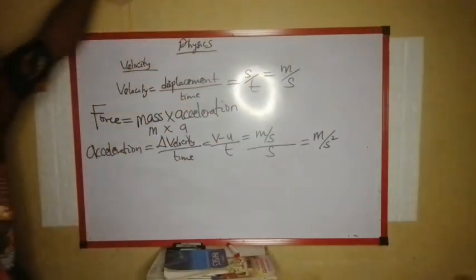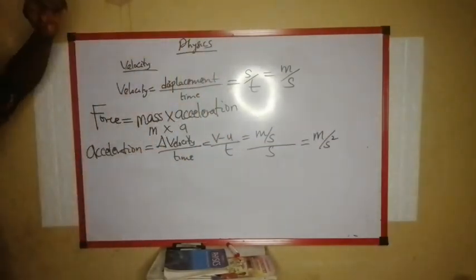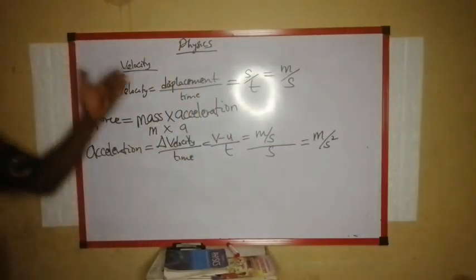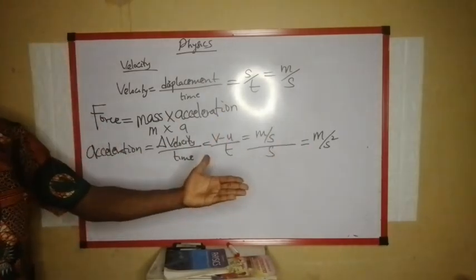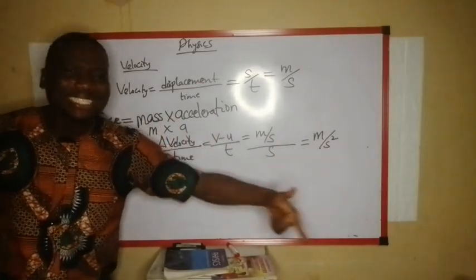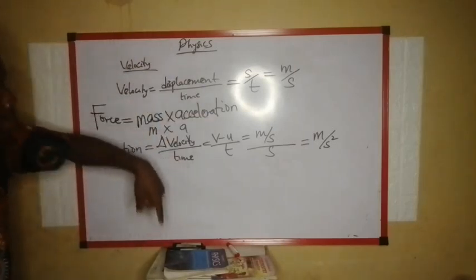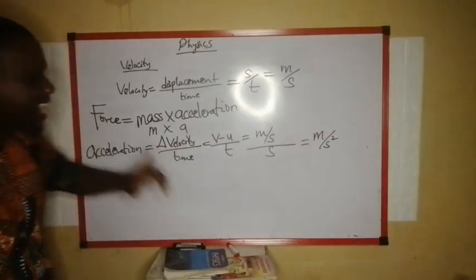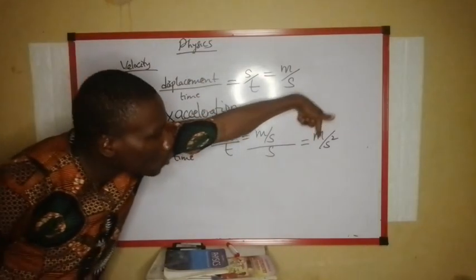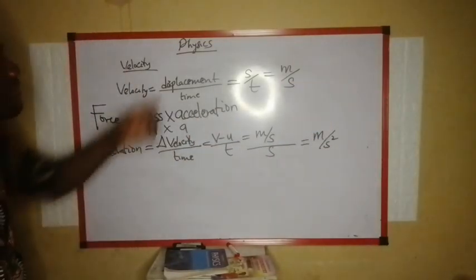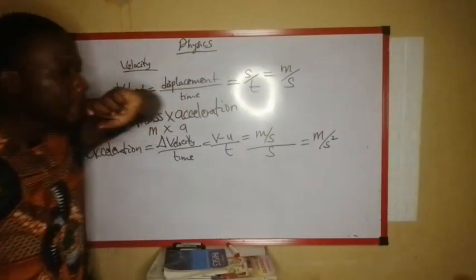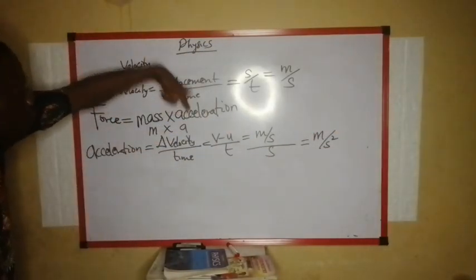We have velocity, meter per second. Then we have force, where I said force is equal to mass times acceleration. Now, if force is mass times acceleration, we have to understand what acceleration stands for. And what does acceleration stand for? Acceleration is meter per second square. If acceleration is meter per second square, we have to place acceleration into this.